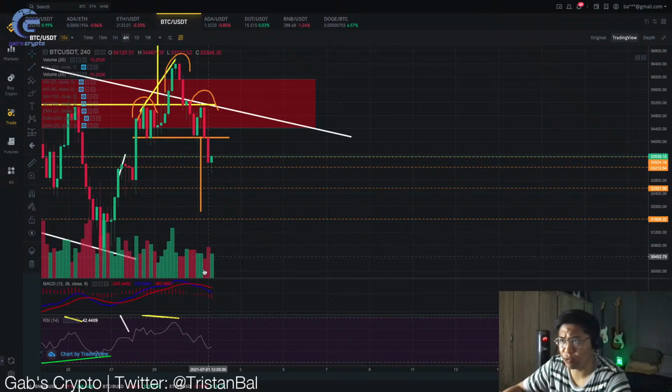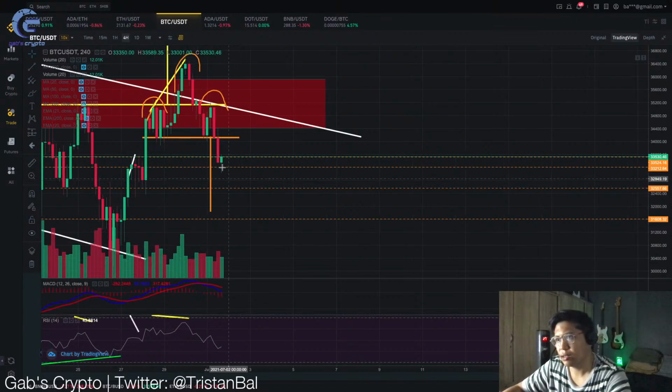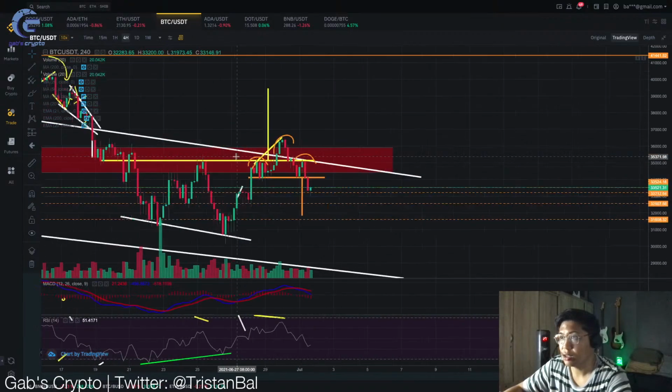However, kulang ating volume para masabi nating dire-diretso siya pababa. So, this is somehow going to get resisted or supported somewhere around 32,000 or 33,000. So, dun yung possible support areas natin dito sa head and shoulders pattern na to. So, yun yung kailangan natin i-watch out for this one.